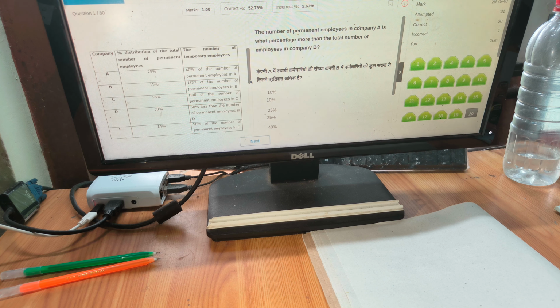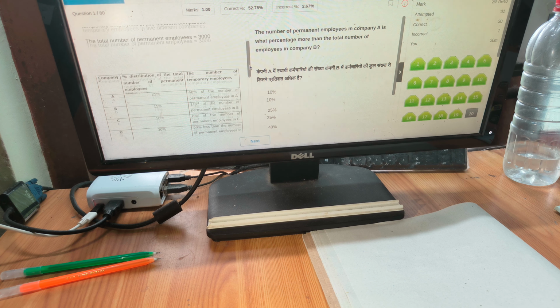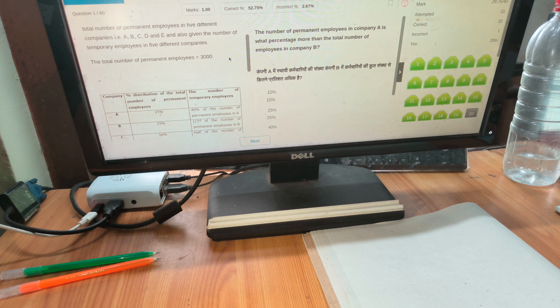Okay. So here in this table, company names are given, then the percentage distribution of permanent employees is given, then some hints about the number of temporary employees are given. It is also given that the total number of permanent employees in all companies together is 3000, and the sub questions are given.